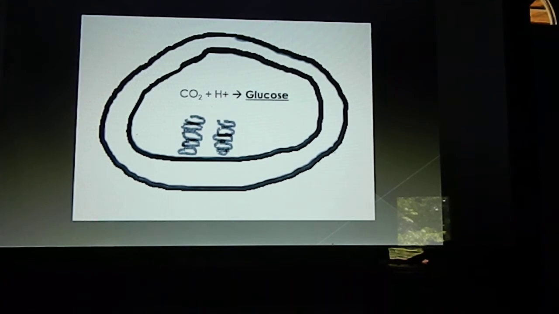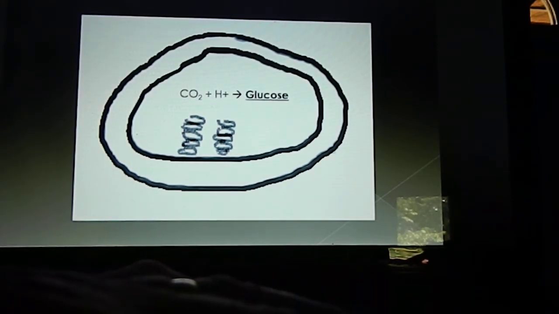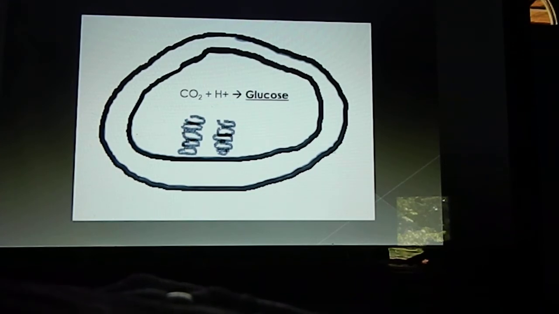Sometimes you'll see this listed as the Calvin cycle, and so there's a lot of things happening in these two reactions, the light and the dark reaction. This is just a very, very simplistic way to demonstrate that.